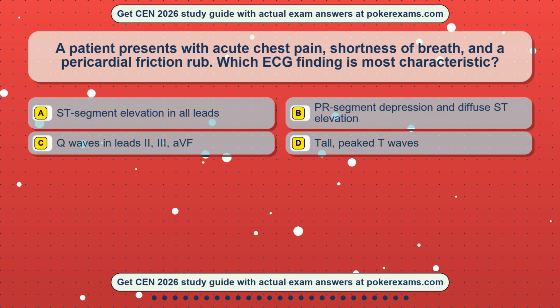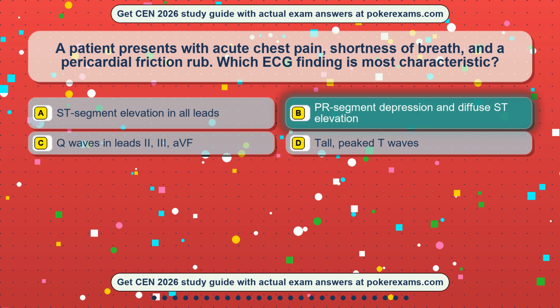Question 7. A patient presents with acute chest pain, shortness of breath, and a pericardial friction rub. Which ECG finding is most characteristic? Option A, ST segment elevation in all leads. Option B, PR segment depression and diffuse ST elevation. Option C, Q waves in leads 2, 3, aVF. Option D, tall, peaked T waves. The correct answer is option B, PR segment depression and diffuse ST elevation.